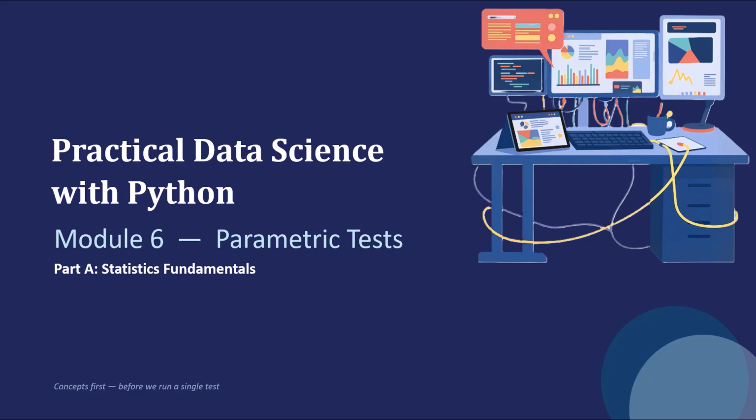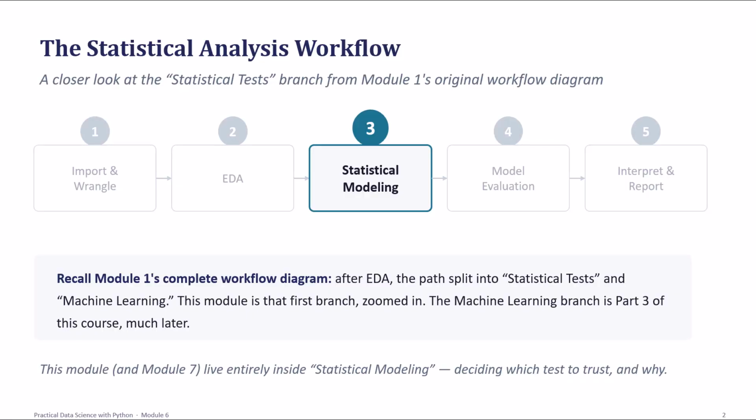Right, welcome back. We are looking at Module 6 now, parametric test explanation. Just look at the fundamental statistics. The part B of it will be for Module 7. So we just want to quickly glance through what a parametric test is all about. Then we look at the statistical modeling. So just a closer look at the statistical test branch from the Module 1 original workflow we had before.